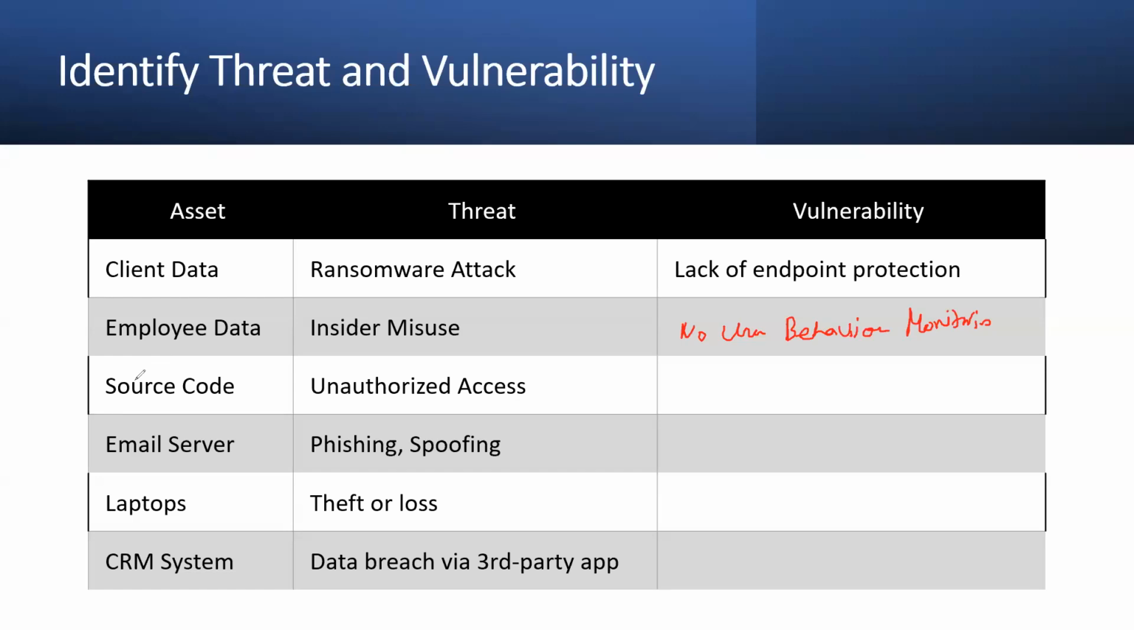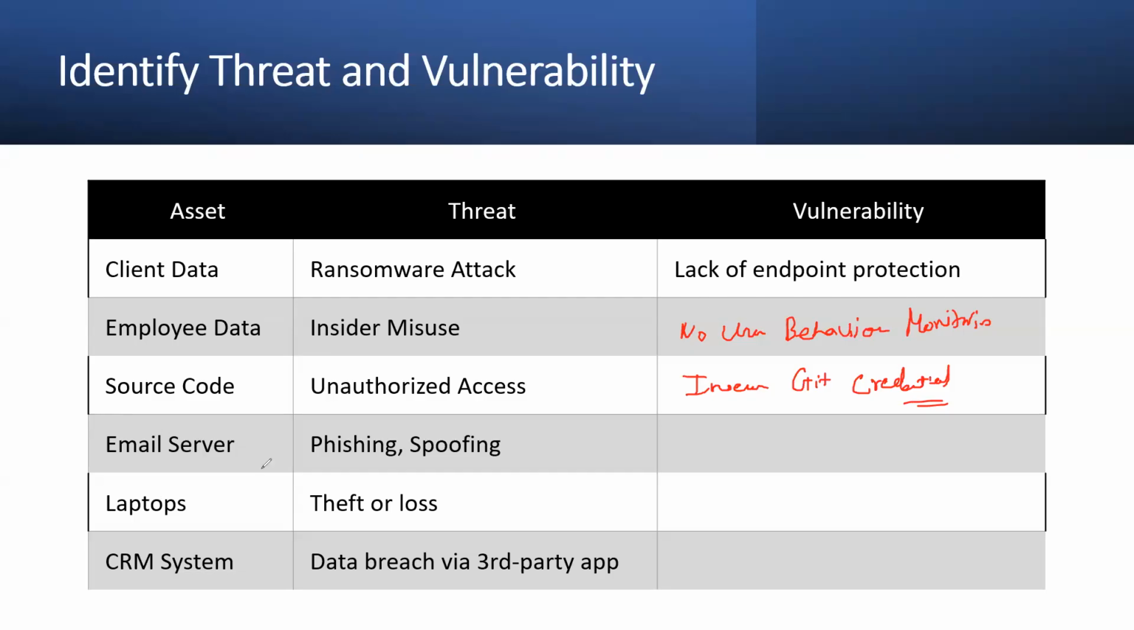Then we have the source code. For source code, what will become a threat? Unauthorized access. How did this unauthorized access mature? Due to insecure Git credentials. They have been stored in GitHub, so someone got the credentials, due to which there is unauthorized access. Privilege escalation has been done. So we will keep it as insecure Git credentials. What if I'm not going with good password policies?